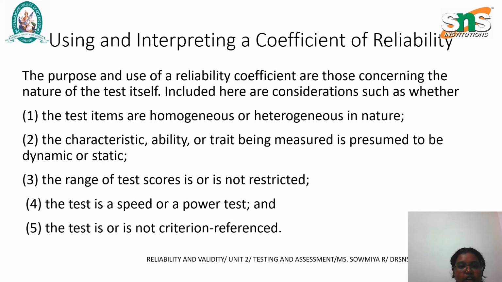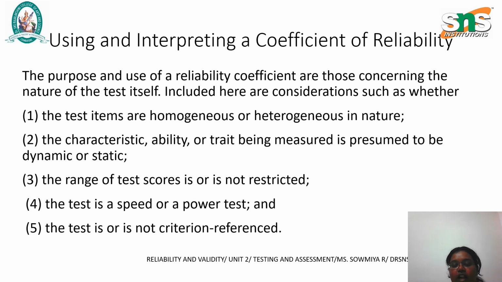The purpose and use of the reliability coefficient are those concerning the nature of the test itself. Included here are considerations such as whether the test items are homogeneous or heterogeneous in nature, whether the characteristic, ability, or trait being measured is presumed to be dynamic or static, whether the range of test scores is or is not restricted, whether the test is a speed or power test, and whether the test is or is not criterion referenced.